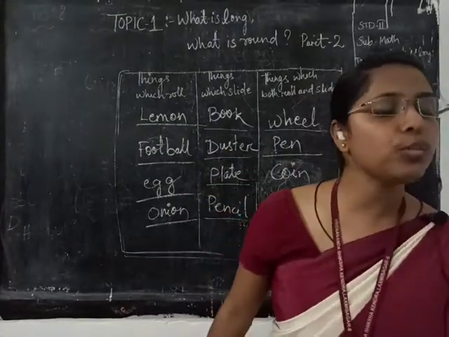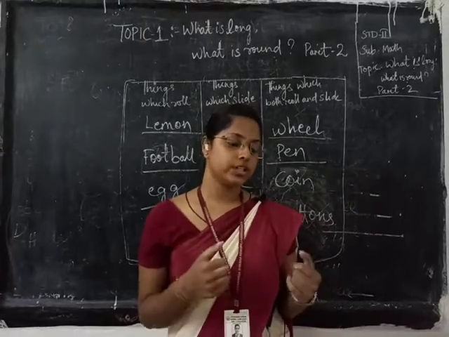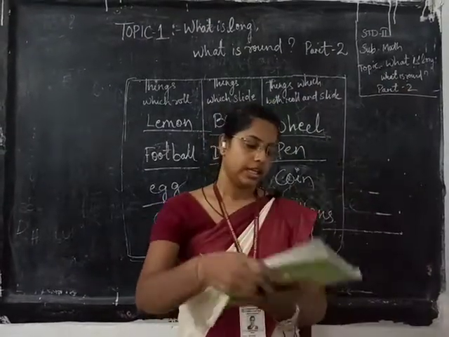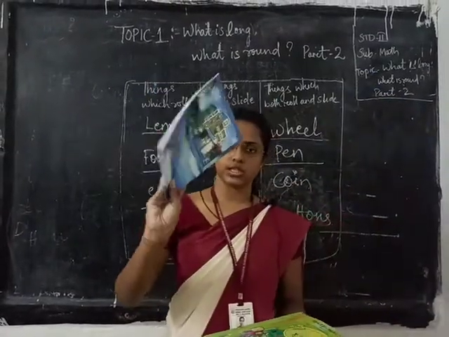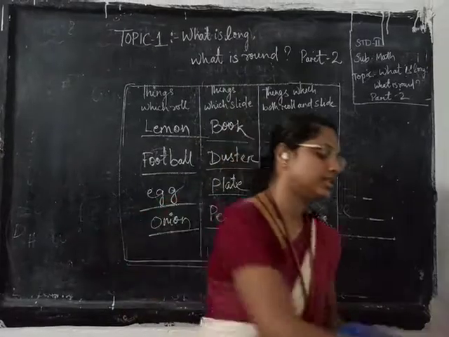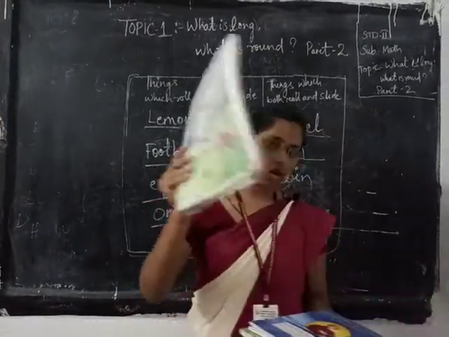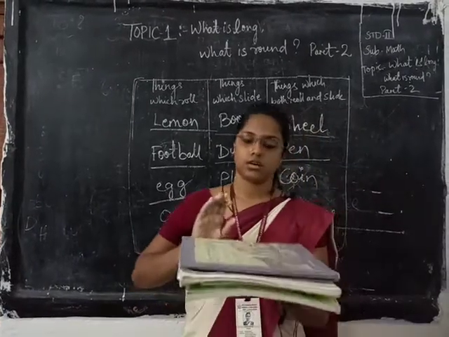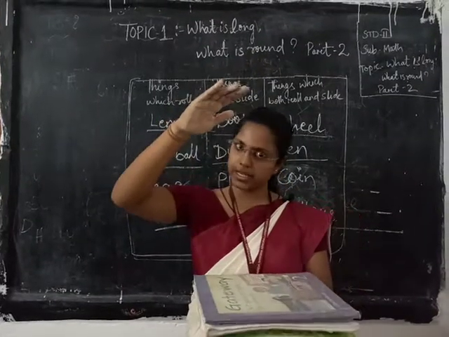Next is how to make a tower. Okay, how to make towers with things. For example, if I take a book, and put this copy upon it, then again another copy, then another book, then another what? Book. Like this I can make a tower.